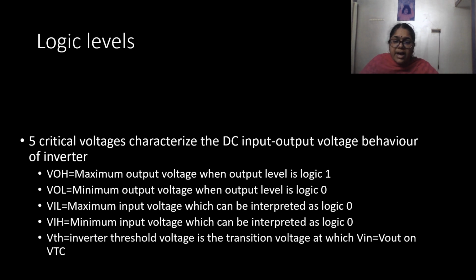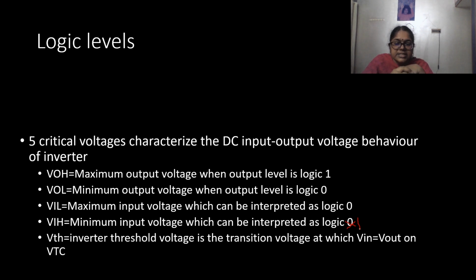So from this we have 5 critical voltages which characterize the DC characteristics of the CMOS inverter. VOH is the maximum output voltage when the output level is logic 1. VOL is the minimum output voltage considered as logic 0. VIL is the maximum input voltage considered as logic 0. VIH is the minimum input voltage considered as logic 1. Sorry, this is the minimum voltage considered as logic 1.